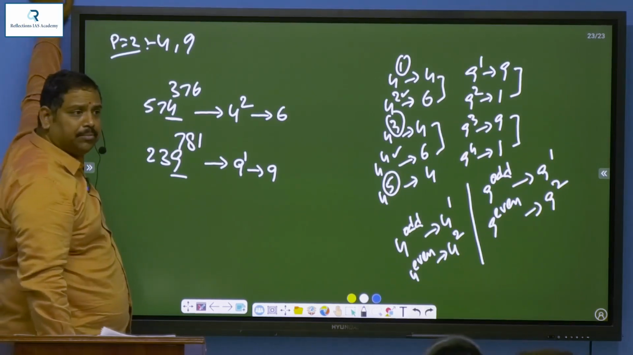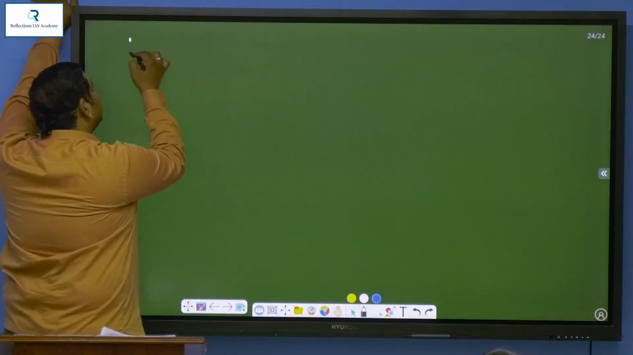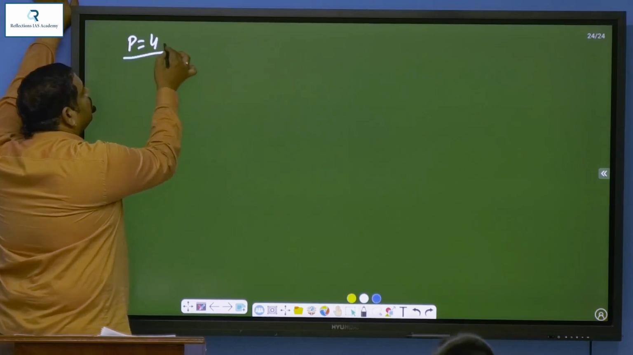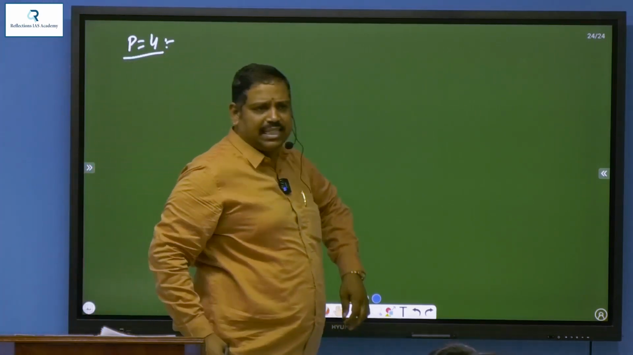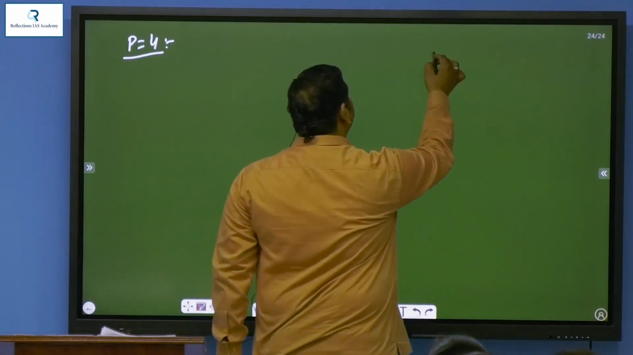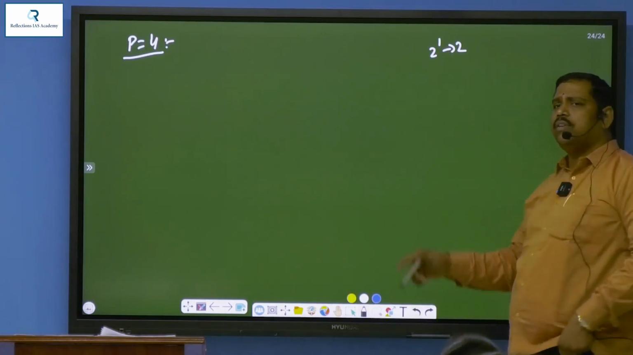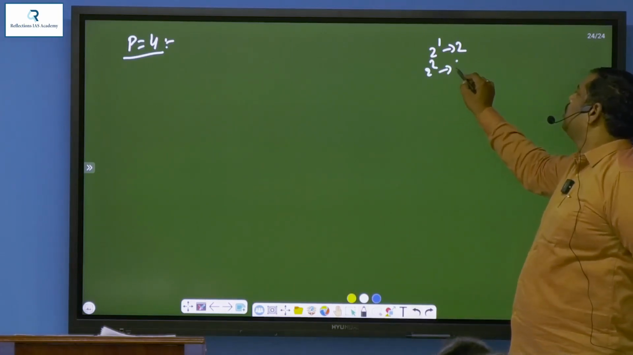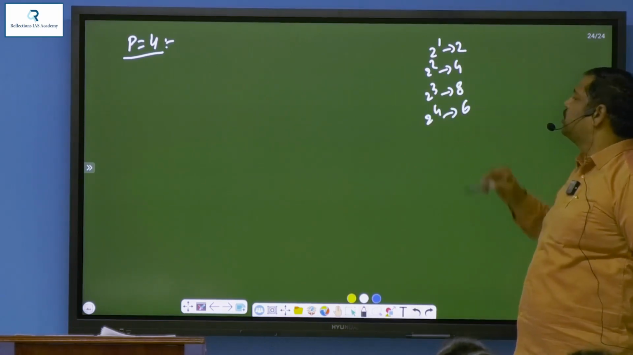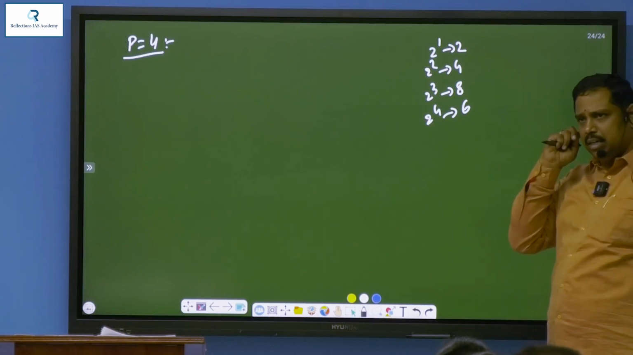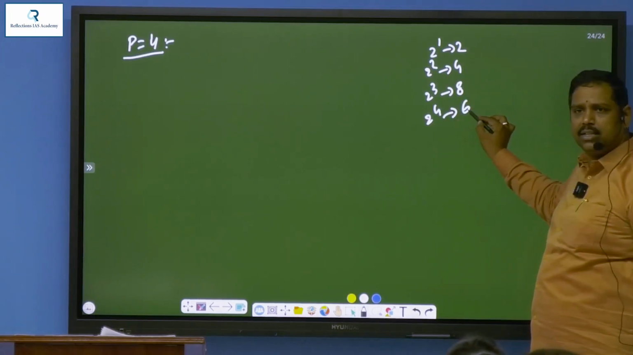Right, can I go to the next? Good. So, the next periodicity is 4, not 3. Periodicity is 4. Okay. Shall we take the example? So, 2 power 1 is how much here? 2. 2 square is 4. 2 cube is 8. 2 power 4 is 16, means 6. As I said earlier, if you are unable, 2 into 2 is 4, 4 into 2 is 8, 8 into 2 is 16, means 6. Hope you understand?